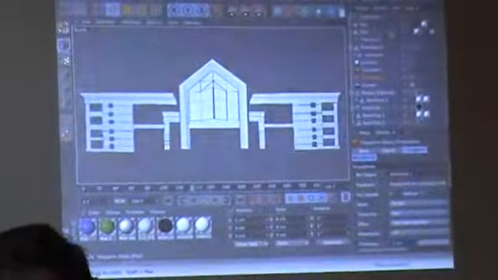So the one we use together is C4D for the 3D part and Adobe After Effects for some of the 3D now.